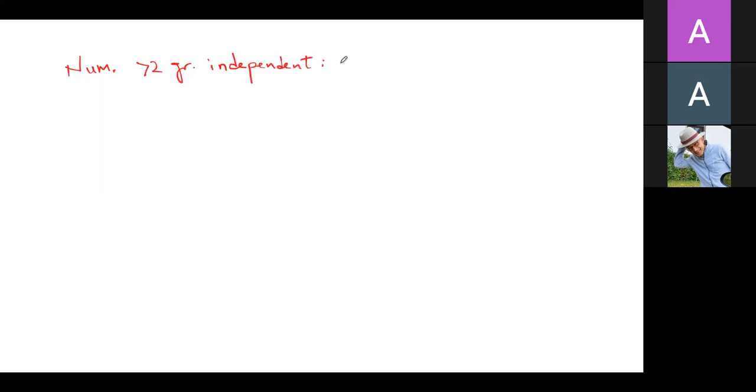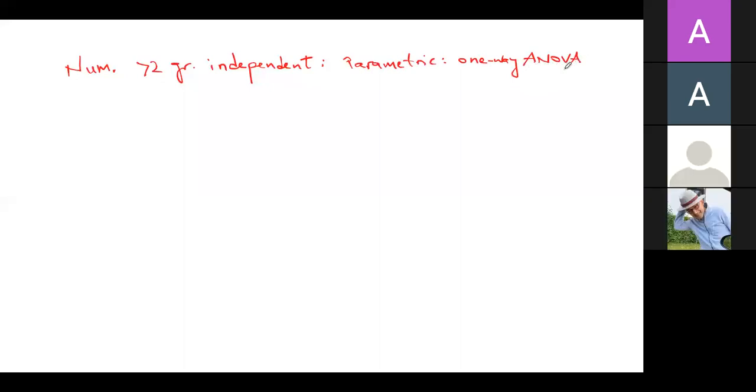The classical test here is a parametric test, one-way ANOVA. ANOVA stands for what? Analysis of variance. Analysis of variance, yes.